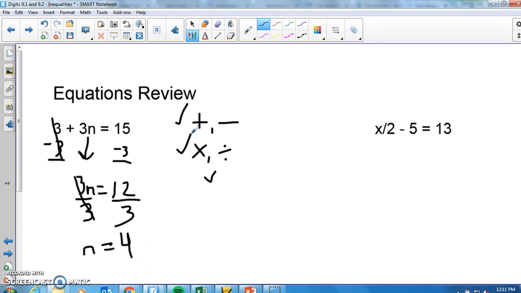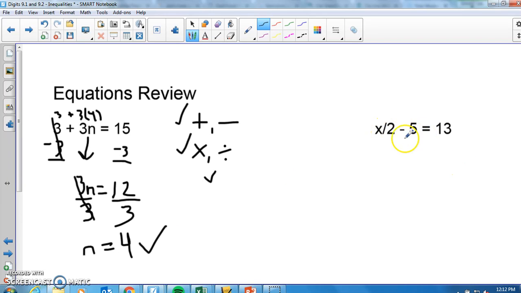Now the last step is to check my work. So what I'm going to do is take this 4 and I'm going to substitute it in for that n up here. So that means 3 times 4. 3 times 4 is 12. 12 plus this 3 equals 15. So that does prove that I've worked that problem out correctly. All right, let's go to the other side.